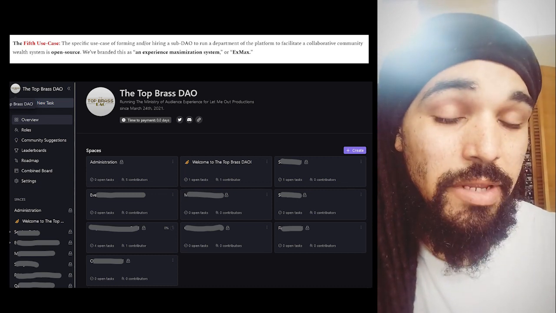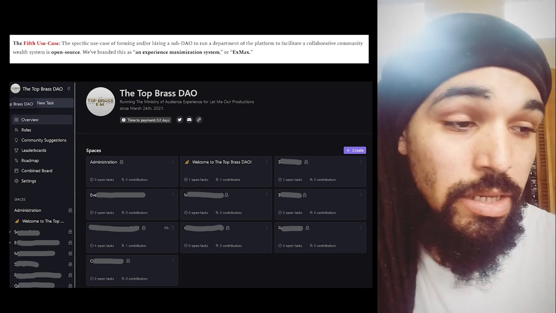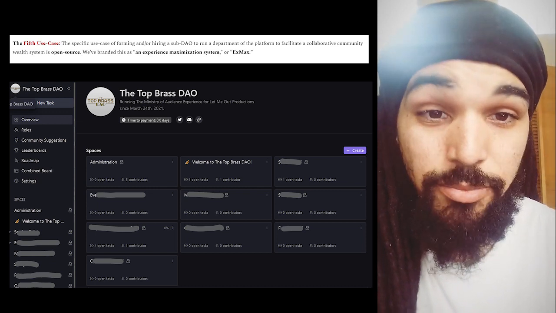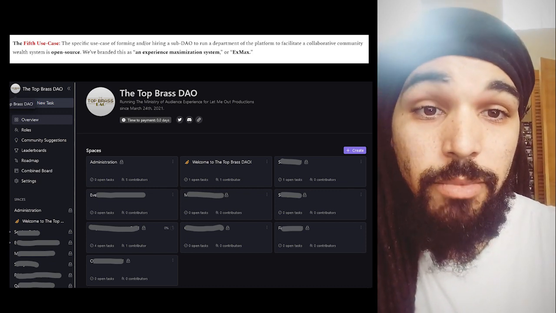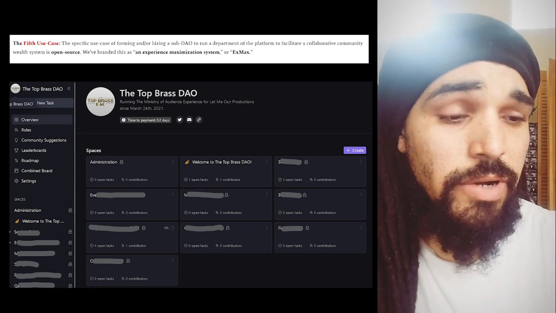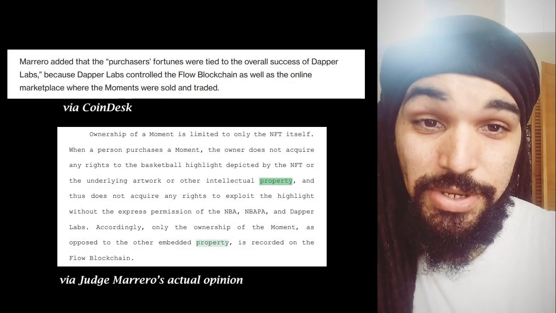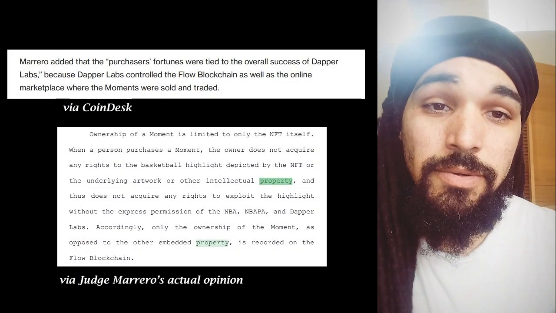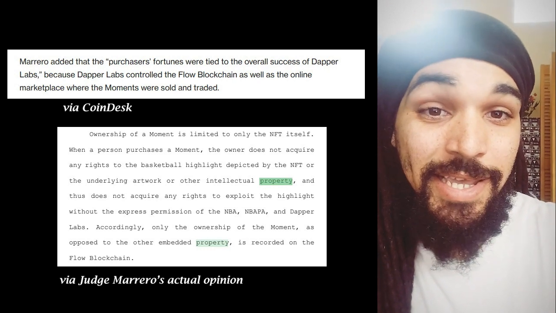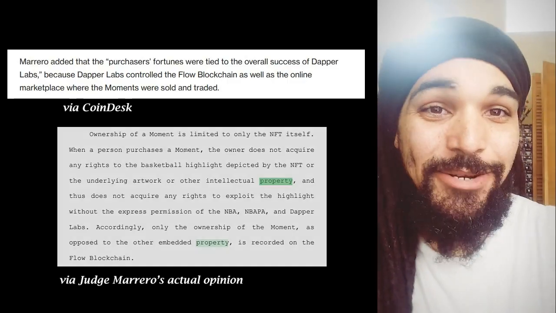Now, the reason that you have to have an audience experience guarantor is if your brand somehow fails, the property that you've sold to consumers must be self-sustainable. That's what makes it property. Okay, you buy a Pokemon card, Pokemon could fail, Nintendo could fail, Game Freak, whoever, they could fail. That card is still yours. It's a self-sustainable property. So, in the realm of digital intellectual property, it needs to work the same way. I'm not saying that. Judge Marrero said that about Top Shots.